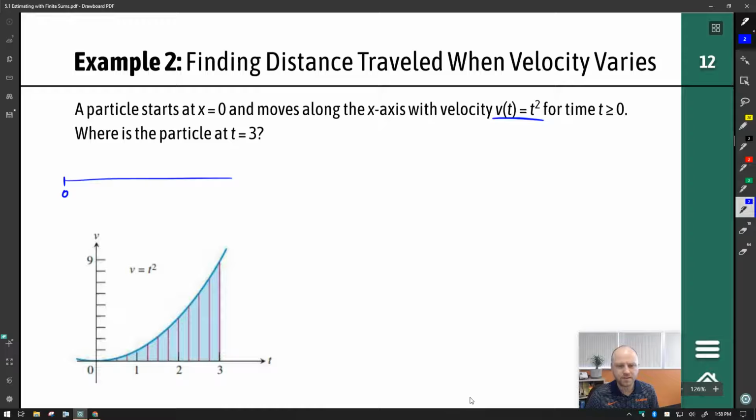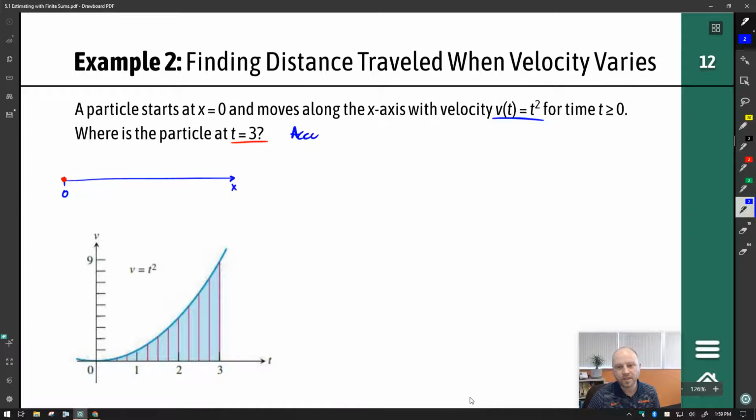So here's 0. This is the x-axis. Its velocity function is v of t equals t squared. So that means the velocity is always positive. I don't have to worry about the particle moving backward. We're wondering where the particle is at time equals 3. So whether that's seconds or hours or milliseconds, as long as we've had 3 units of time, where is this particle now? So what we're trying to do here is get an accumulation of the distance traveled.